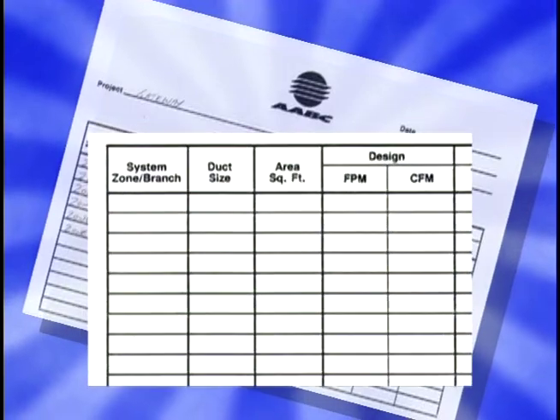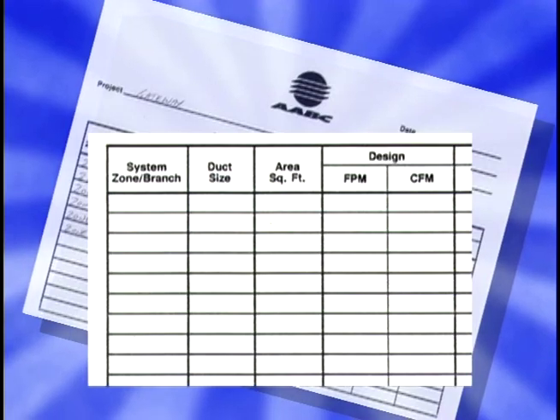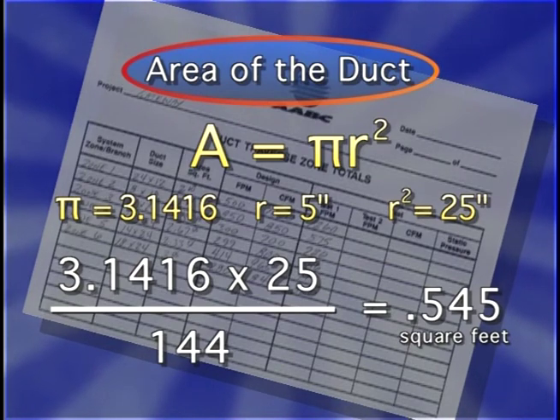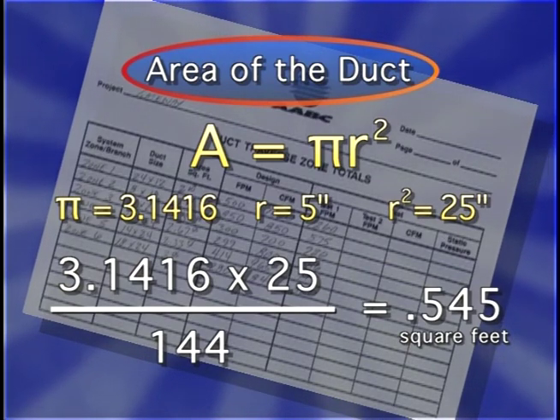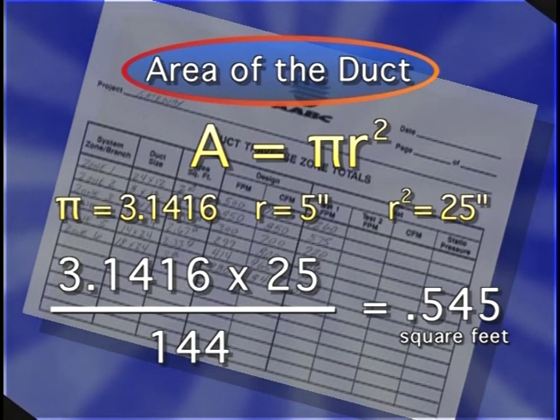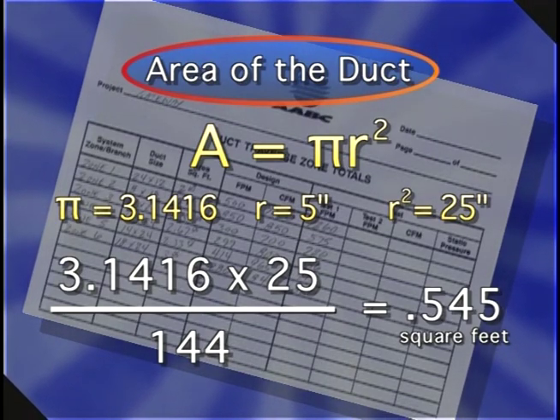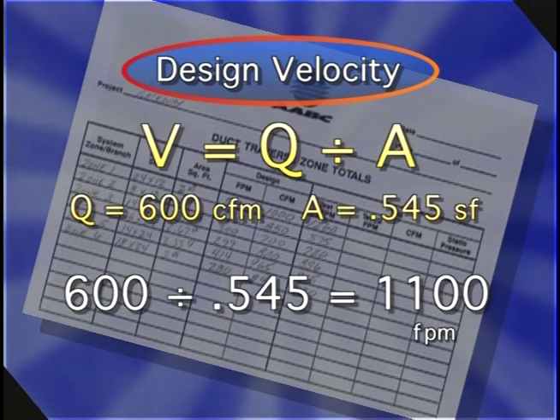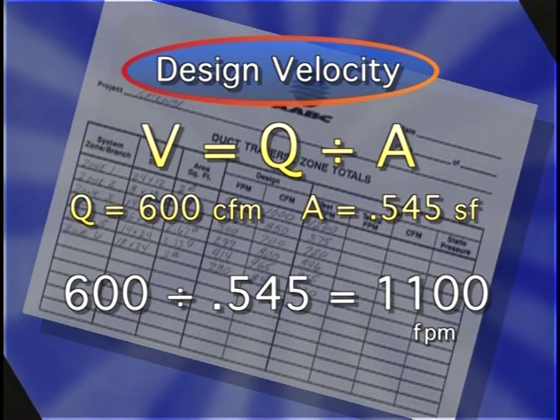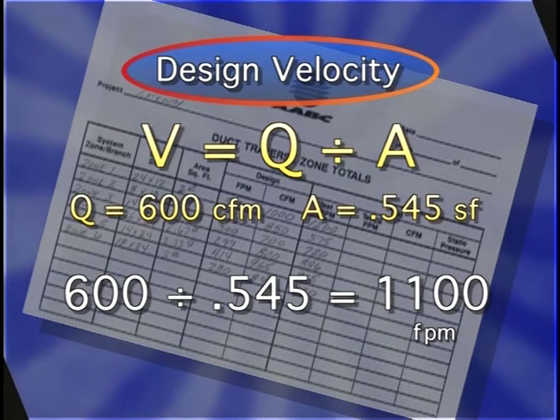Looking at the duct traverse datasheet for this branch shows the design duct size, area, FPM, and CFM. The area of the duct is found by multiplying 3.1416 or pi times the radius squared divided by 144 square inches per square foot. The area is 0.545 square feet. The design volume is 600 CFM. The design velocity V is found by dividing the volume Q by the area A. The design velocity is 1100 FPM.